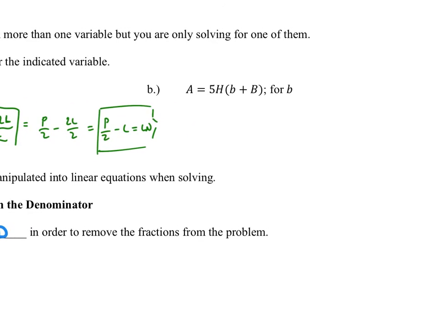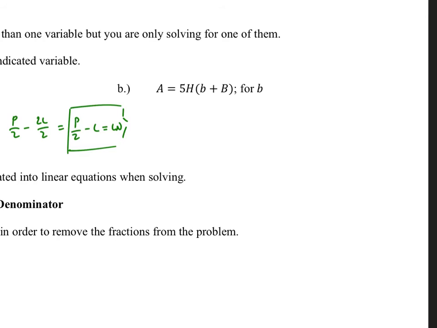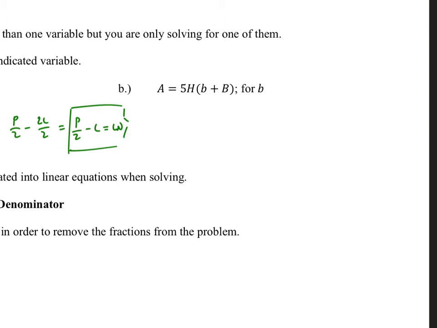A equals 5 times h times little b plus big B, and then I'm trying to solve for little b. What you don't want to do in this situation is distribute, right? I was talking earlier about how we simplify before we solve. It's actually a bad idea with literal equations to do that.